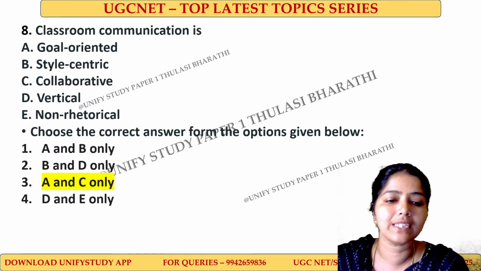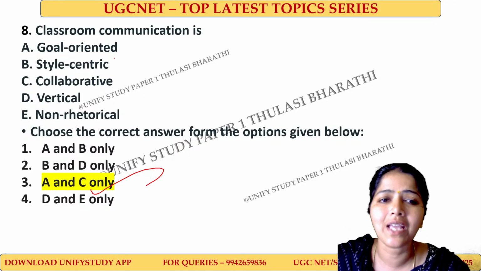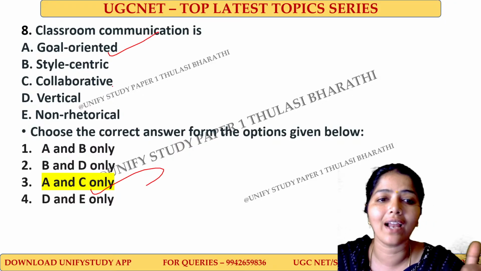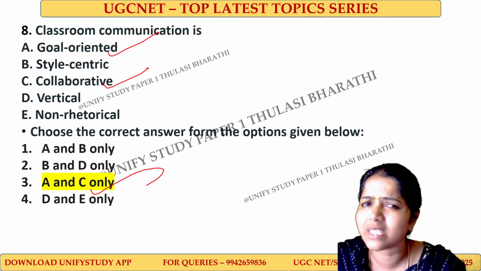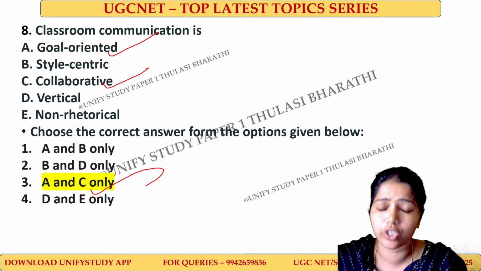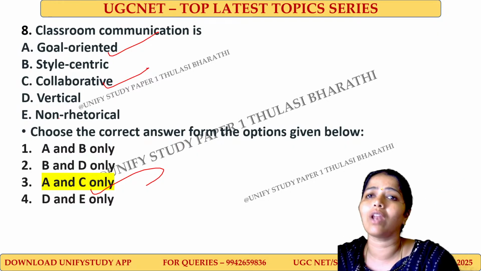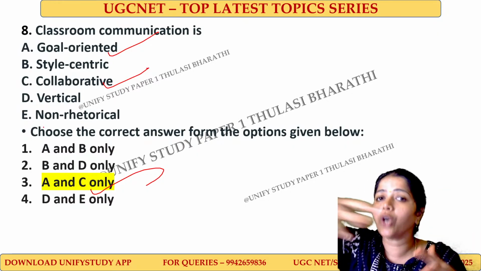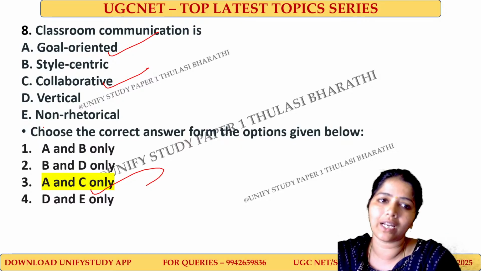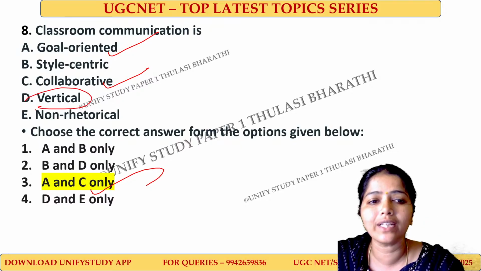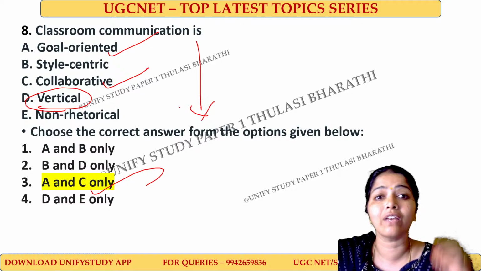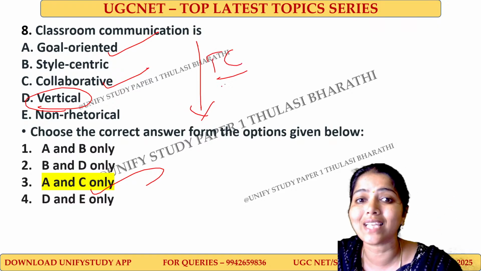Option number 3 is A and C. What is A and C? It is goal oriented and collaborative. It is not about style over there, right? Classroom communication should be focused, goal oriented, objective oriented, and it should be collaborative. Everyone should join together in a group and they should work, right? It is collaborative. What is vertical? Vertical means giving only instruction. That is teacher centric method.